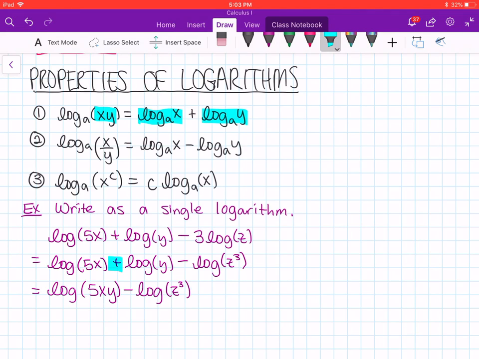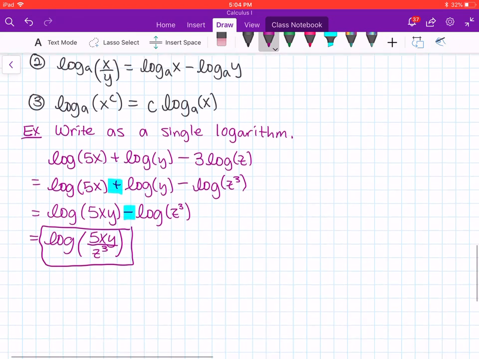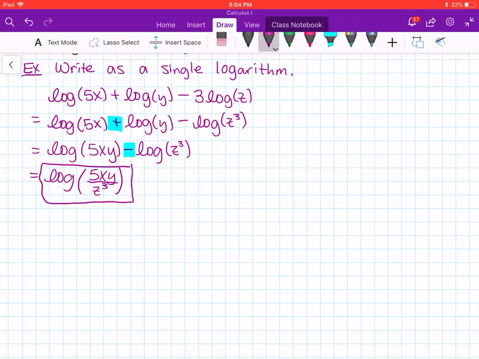Then we see that we have a minus sign, and we can use our second property, and that would be that you can combine them together, but then it becomes division. Okay, so here we go. We figured it out. We wrote it as one single logarithm. So instead of saying write as a single logarithm, perhaps you have one log like this, and then you would have to expand it out using the different properties. So we're going to have different homework problems like that.